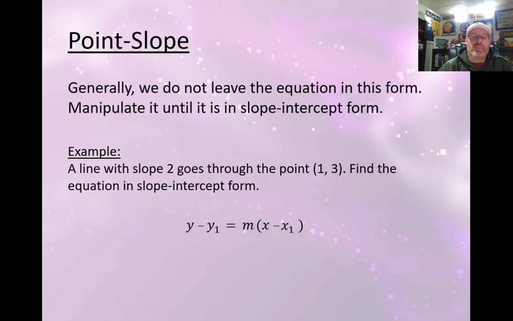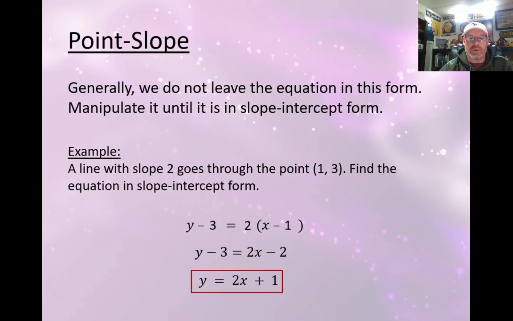Alright, so what we're going to do is take the 2 and plug that in for m. We're going to plug 1 in for x1. We're going to plug 3 in for y1. And then it's number crunching. I'm going to distribute that 2, add 3, and there it is. It's in slope-intercept form.